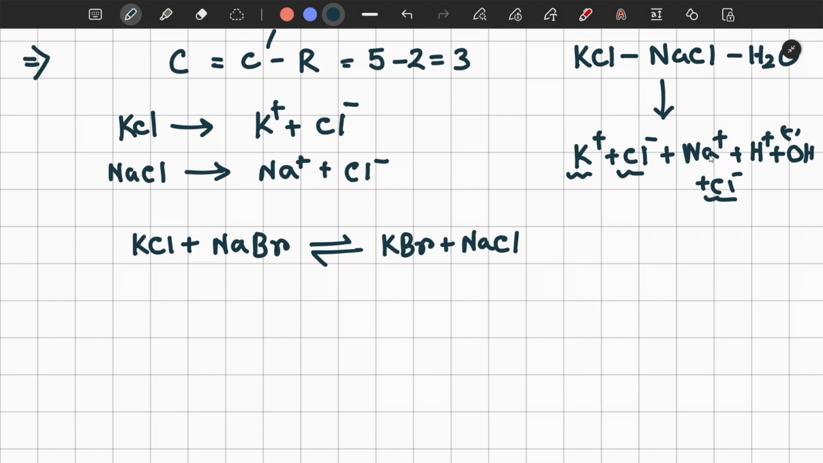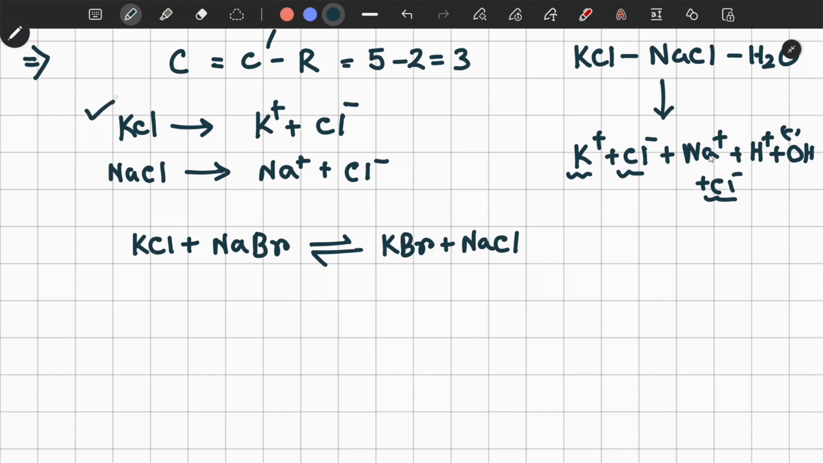Simultaneously, you can't have K plus Cl minus and KCl. That you can't have. But here, because it's the equilibrium sign, you can have KCl, NaBr, KBr, NaCl all. So that is the important fact. Here you can't consider this side only, because if you consider this side, then automatically this side will appear because this is in equilibrium. But here, if you consider this side, then it's okay because it will totally dissolve.